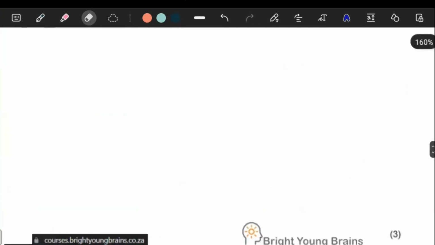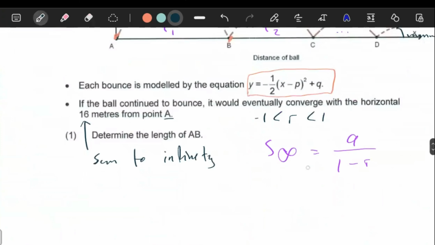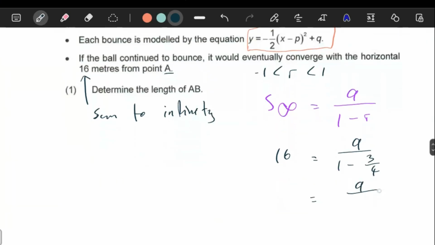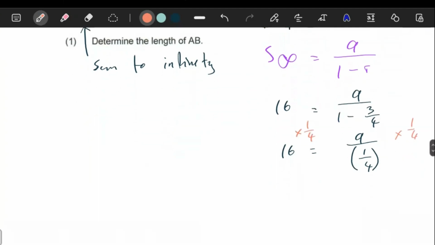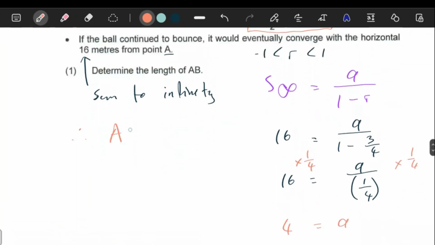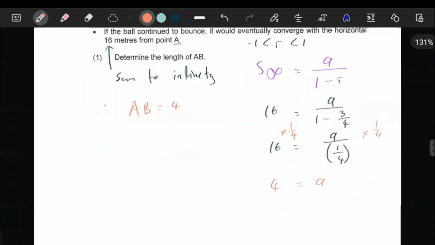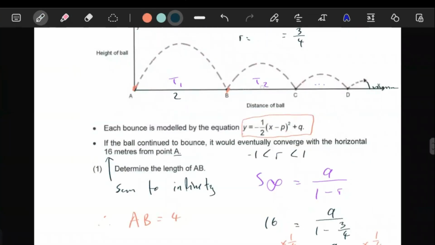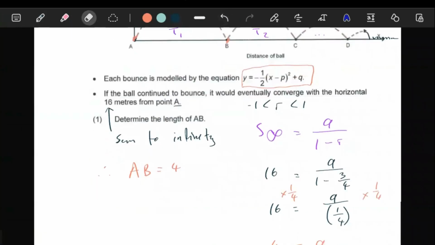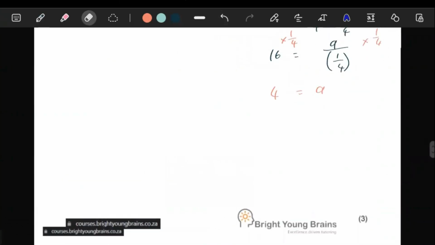Let's work out A. What's the mark allocation? 3. Yeah, as expected, it shouldn't be a lot. So here, the sum to infinity, we said it's 16. A is the length of AB. 3 over 4 is what we have here. 1 minus 3 over 4, that's going to be 1 over 4. You see? So 1 over 4 times the 16 here, you're going to have 4, right? Is equal to A. So your value of, therefore, AB is equal to 4. That's okay. So this is like 4, and then it becomes 3, and then 3/4 going on and on and on. Anyways, let's move on to the next question.